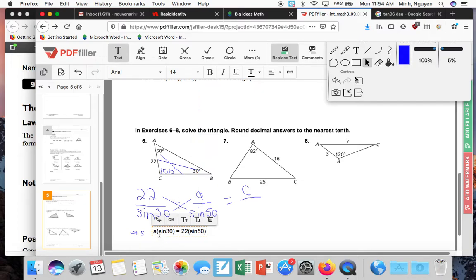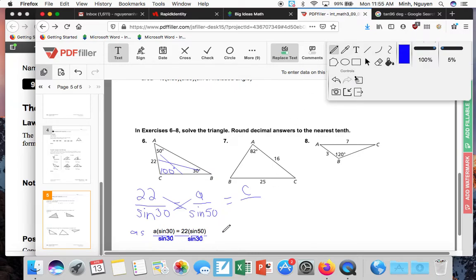And to get A by itself, then I have to divide both sides by sine 30. So let's do this right here, divide both sides. Sine 30. Divide this side by sine 30. So we'll have A is equal to 22 times sine 50, divided by sine 30.